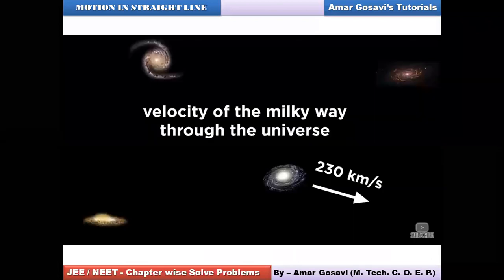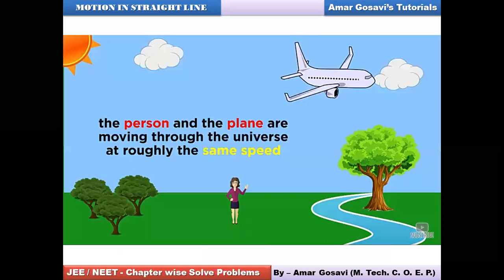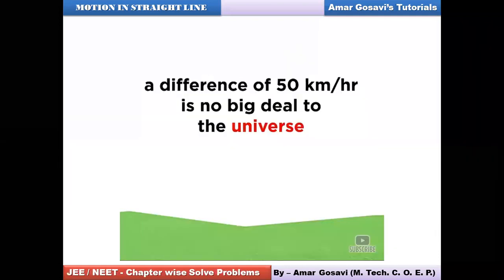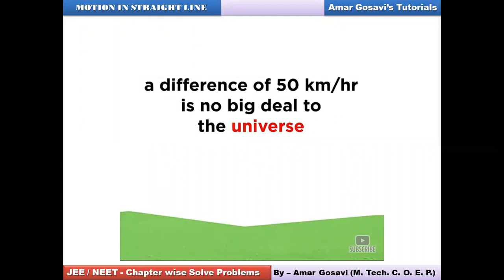What I mean to say is, when a police officer is trying to catch a person on the earth, for that relative motion, 50 kilometer per hour will make a big deal. Here it won't make a big deal for the universe. Let's proceed further, friends.